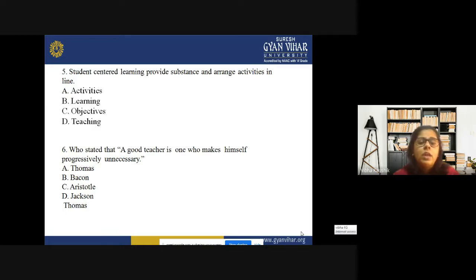Who stated that a good teacher is one who makes himself progressively unnecessary? Now, the options are A Thompson, B Bacon, C Aristotle, or D Jackson. So, these are the options A, B, C, D. Now, you have to select the correct one on the basis of the given choices, and the answer will be option A, that is Thompson.